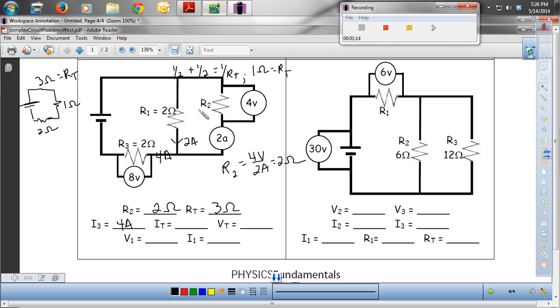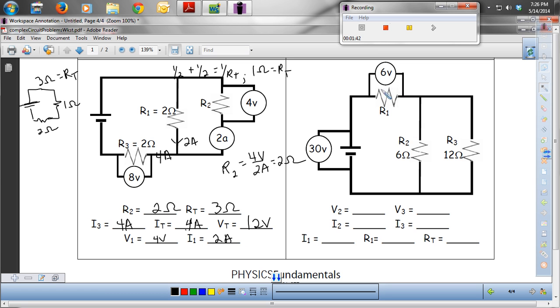Alright, I total. So there's 4 volts for this group and 8 volts for that group. So that's 12 volts. 12 volts is my total voltage. My total current, we already figured, was 4 amps. So V1 is going to be 2 amps times 2 ohms, or 4 volts. And I1 is going to be 2 amps. So that wasn't too bad.